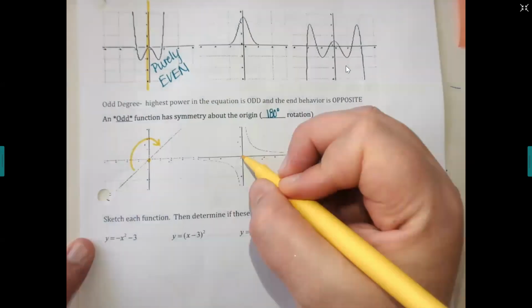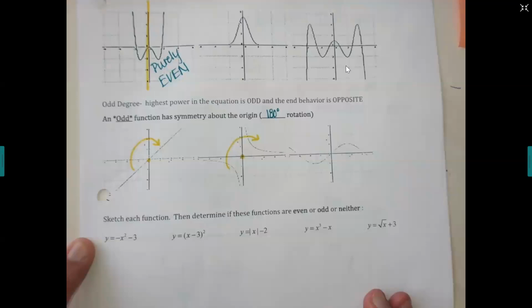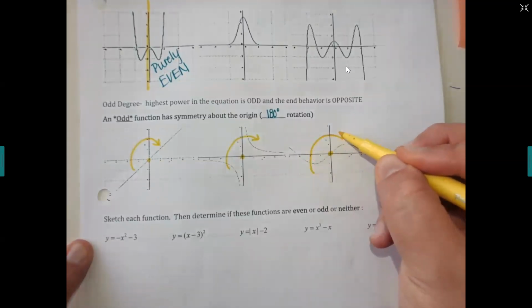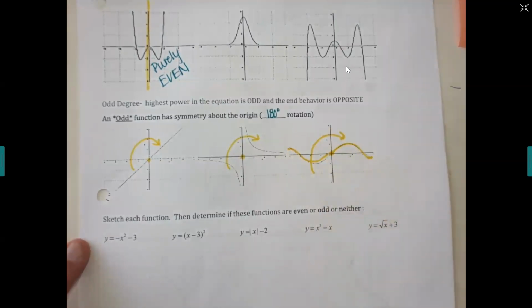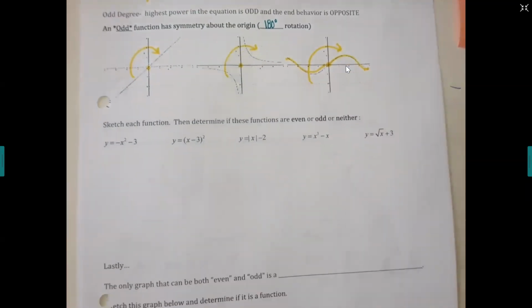If I were to take this graph and I were to spin it 180 degrees, it would end up in the exact same position. Okay, last one here, spin it 180 degrees. This little hump would end up on top of this hump and it would look exactly the same. That would be purely odd. Okay, so odd degree just means your ends are opposite. Odd by itself means not only does it have to be opposite ends, but it has to rotate back to itself. So we're going to do a couple graphs across the bottom, then we'll be done.